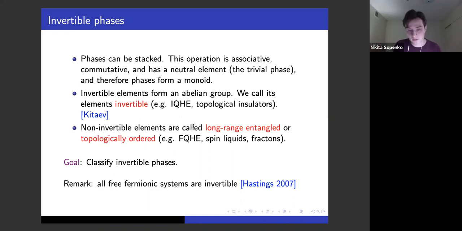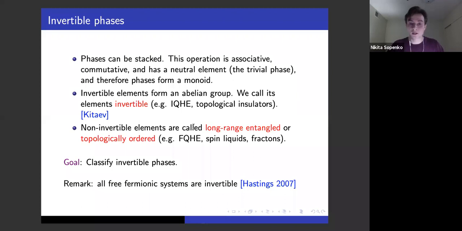These are states such that there is some inverse for them, so that we can take another state, compose them, and the resulting state can be transformed into the trivial phase. That excludes other states which are non-invertible, which are, of course, more interesting. They describe systems like fractional quantum Hall effects and systems which have topological order. But it's very hard to describe them. They're too complex, so we will be just considering invertible states in this talk.